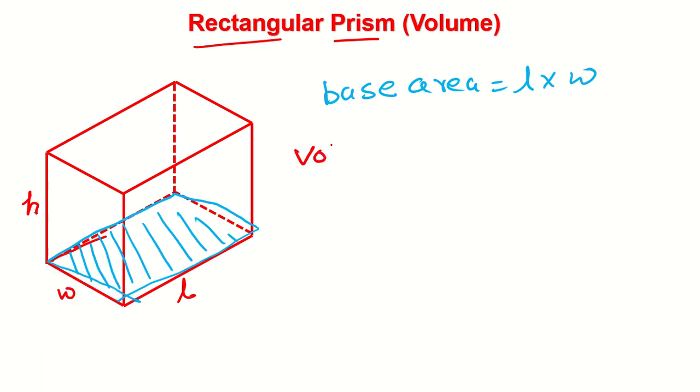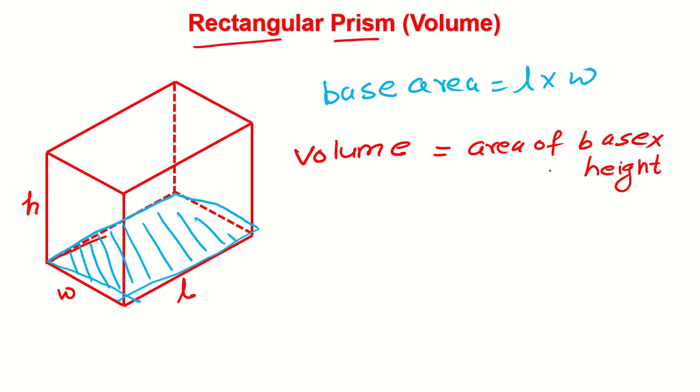The volume of the rectangular prism will be, this is the basic formula for any prism, not only for the rectangular prism. For all types of prism, the volume formula is area of base times height. If it is a circular prism, you will take the circular area. If it is a triangular prism, you will take the area of the triangle. Here it is a rectangular prism, so we will take the area of the rectangle. So what is the area of the rectangle here? L times W, and then times height. So what is the formula here?